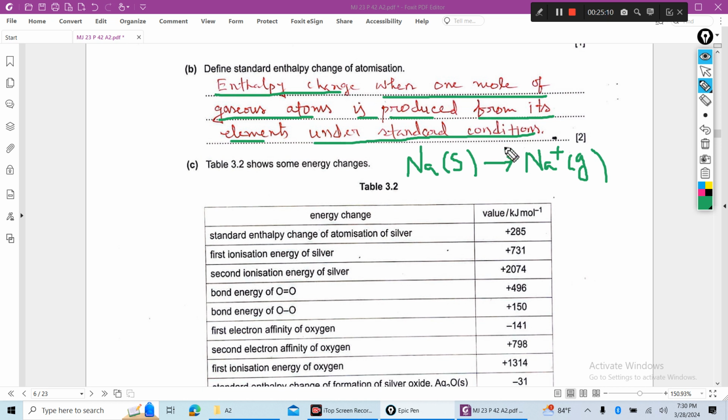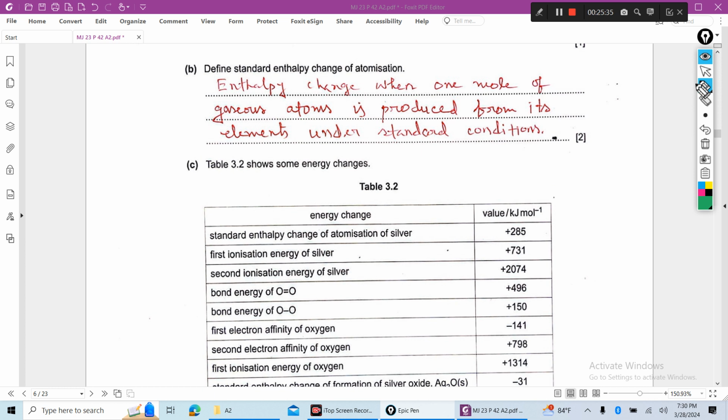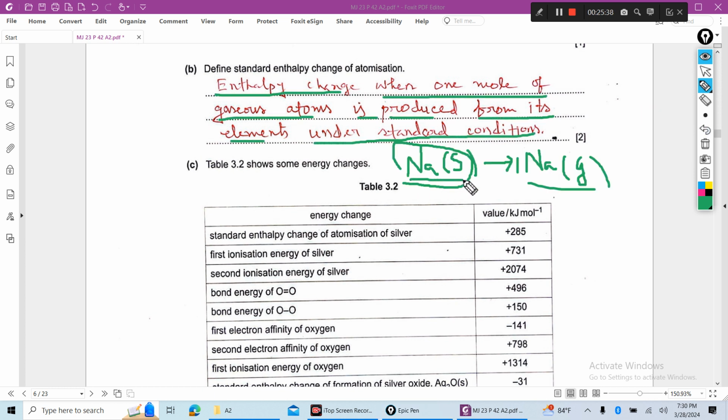It is the enthalpy change when 1 mole of gaseous atoms is produced from its element sodium under standard conditions. Sodium standard state is solid, so under standard conditions, 1 atm pressure and 298 Kelvin temperature, and sodium is a standard state solid.